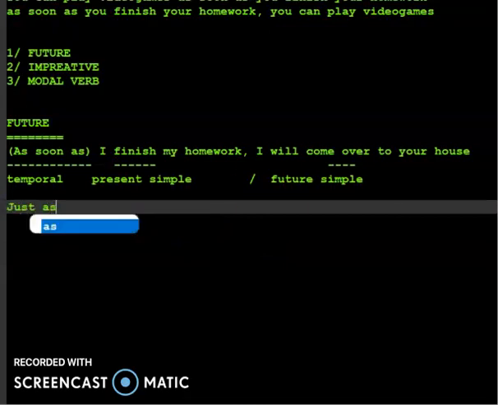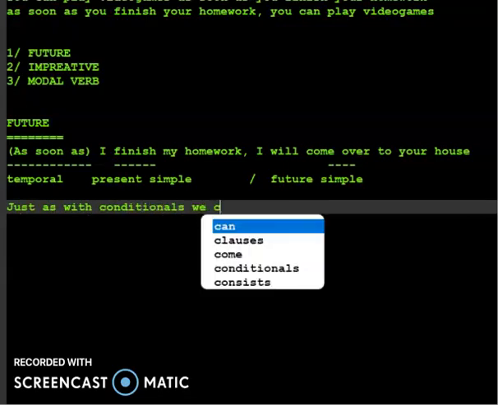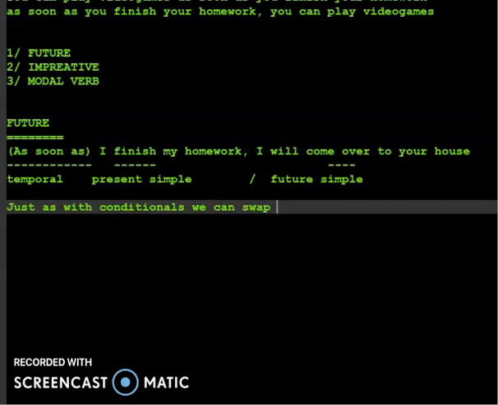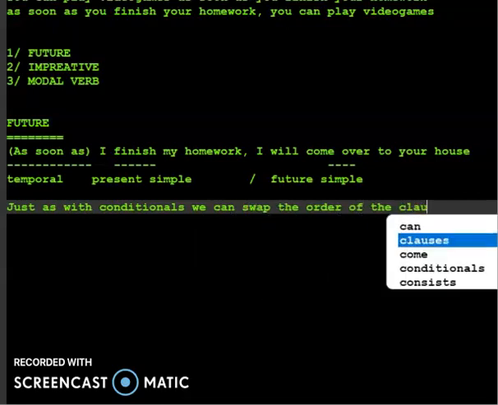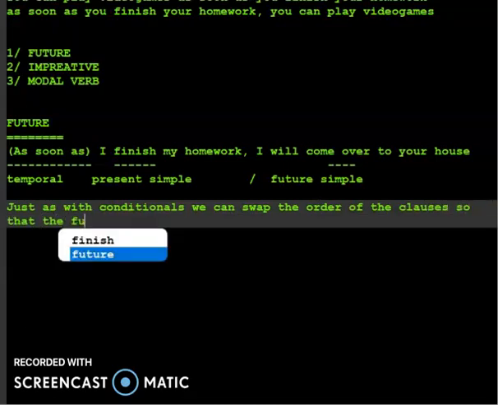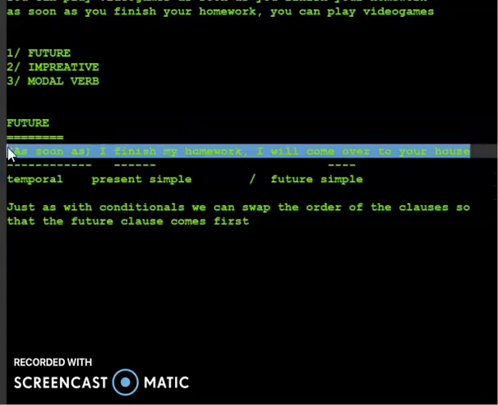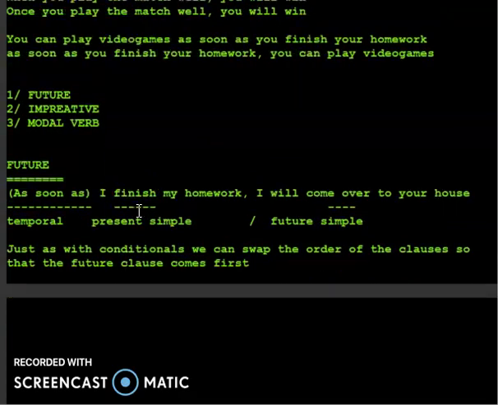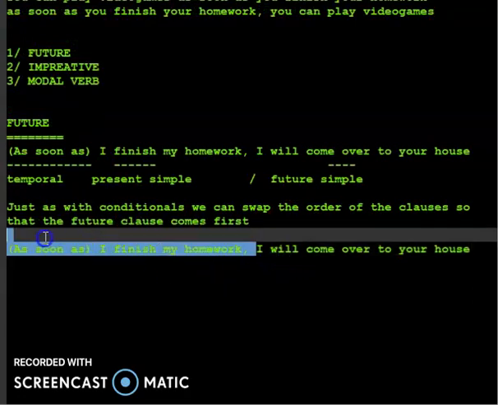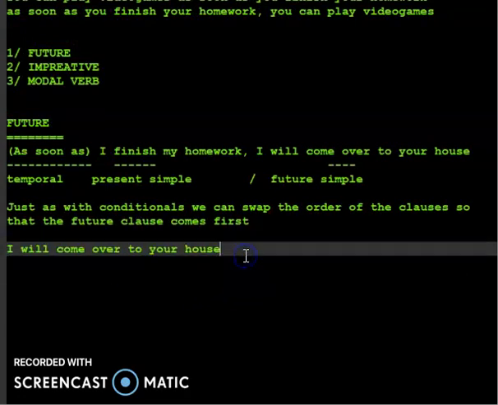So just as with conditional phrases, again, we can swap the order of the clauses so that the future clause comes first. If I take this example here, just as we did before, we can reorganize the phrase with the future clause first, the temporal in the middle, and the present simple clause that follows the temporal at the end without comma.